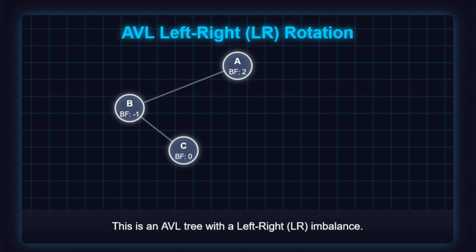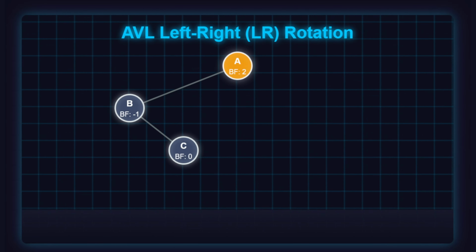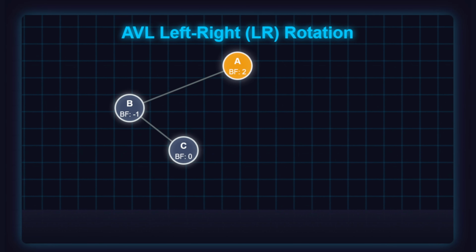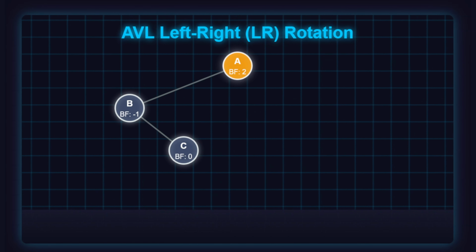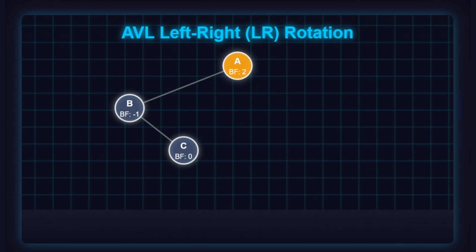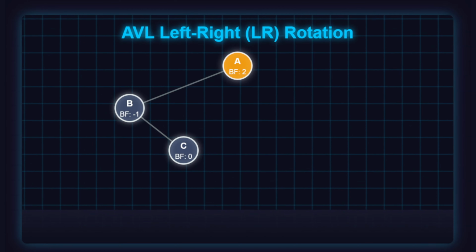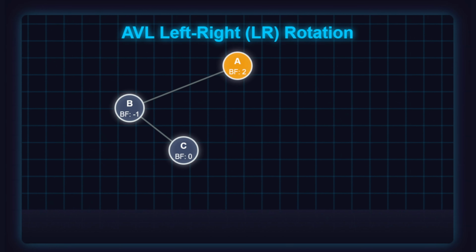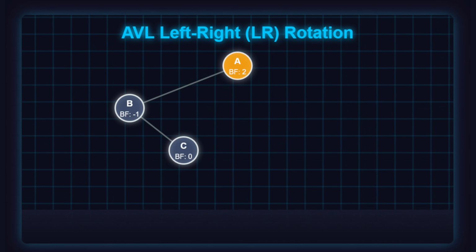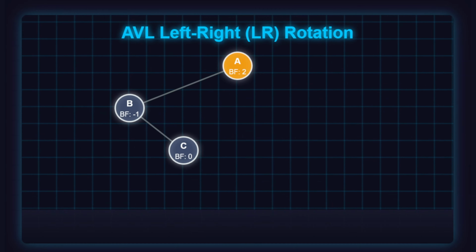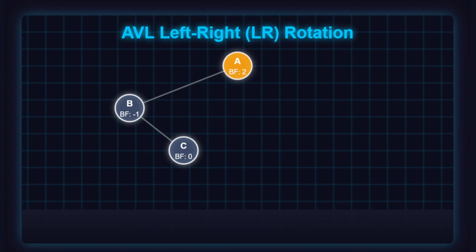Let's see how we fix this imbalance with a double rotation. We highlight node A as its balance factor of 2 indicates an imbalance. Its left subtree is too heavy. Looking further into this heavy left subtree, we see that node B, A's left child, has its imbalance on its right side, BF -1. This pattern, left-heavy parent, right-heavy left child, defines a left-right (LR) imbalance. A single rotation won't fix this directly. Therefore, we perform a double rotation.